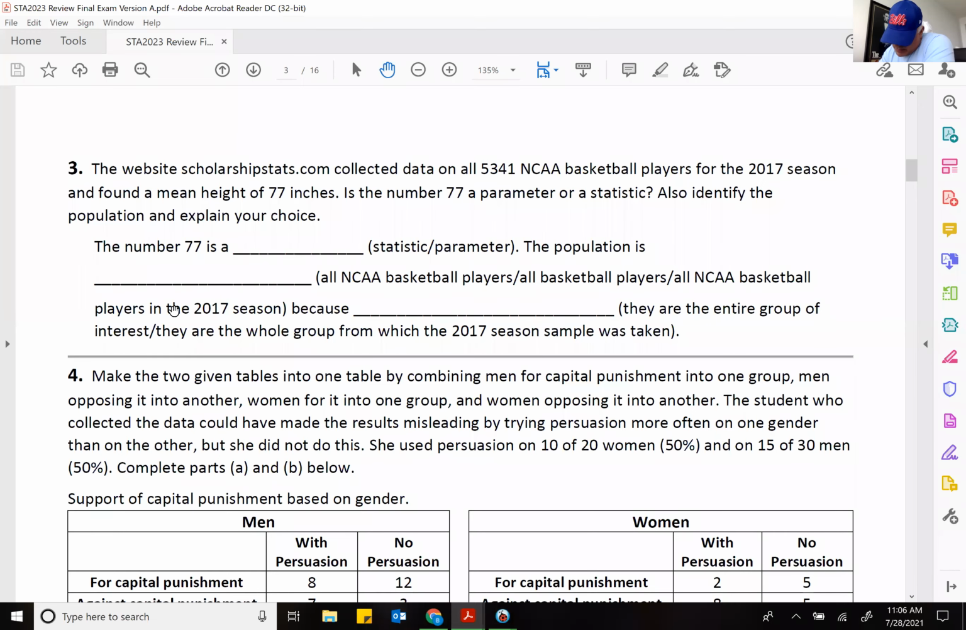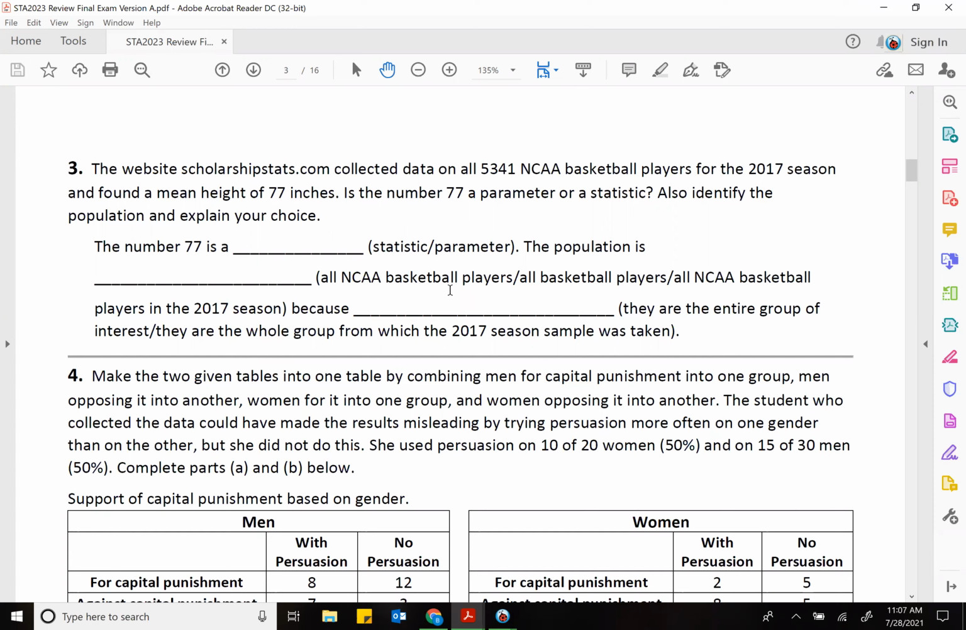Now you're back live. What is 77? Parameter. It is a parameter. How did you know that? Because when you look at the question, it says that the data was collected on all the basketball players for that season. That's the entire population. So that is a parameter. Good. So the population is all NCAA basketball players in the 2017 season.